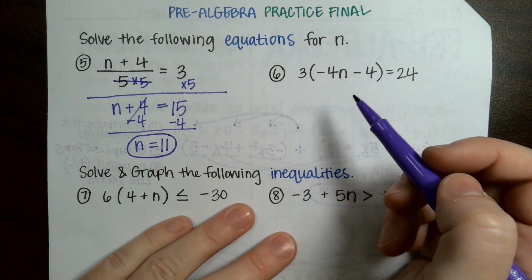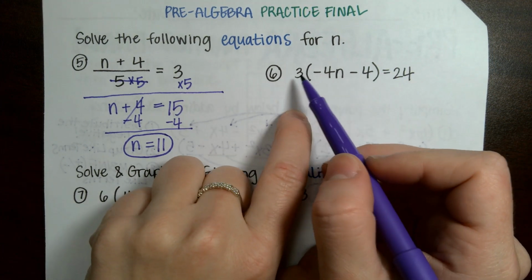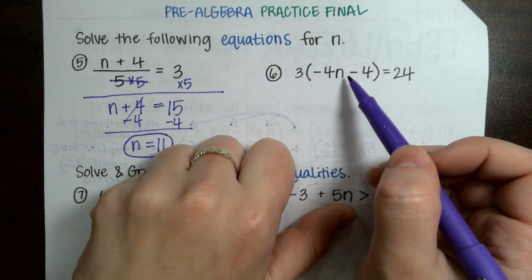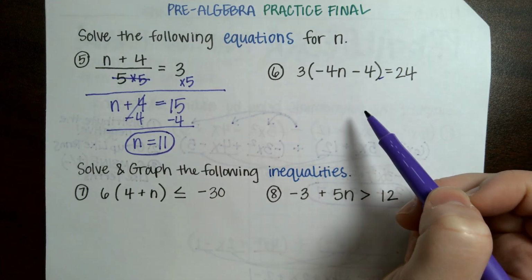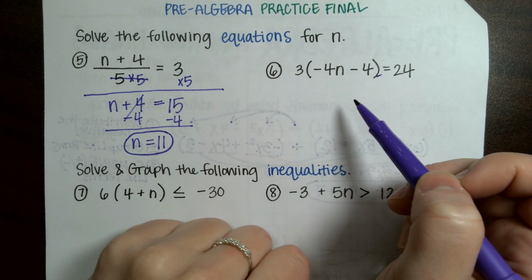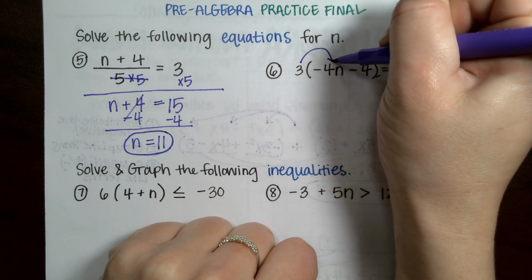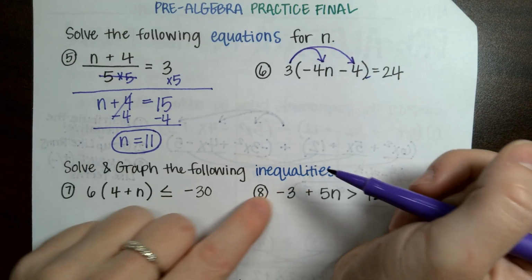Good. Okay, let's look at number 6. I have 3 times the entire quantity, negative 4 times n minus 4 is equal to 24. What should I do here first? Yes, we want to distribute first. We cannot touch anything inside the parentheses until we get rid of it.